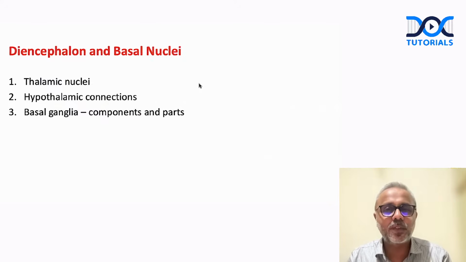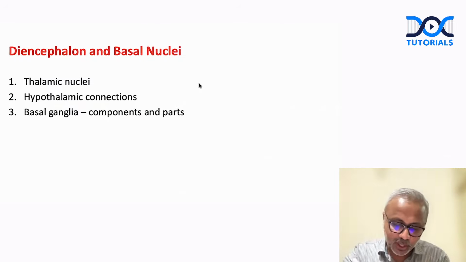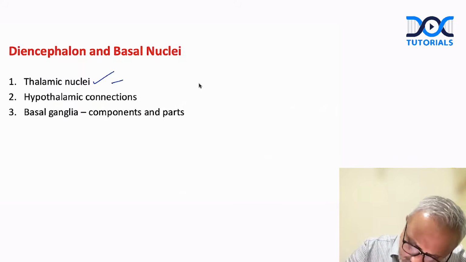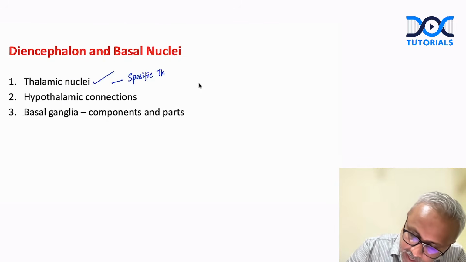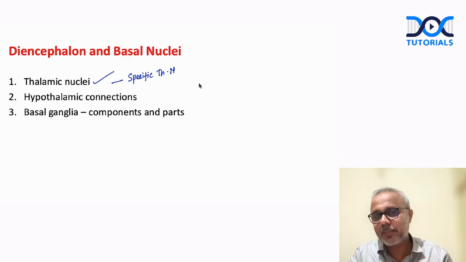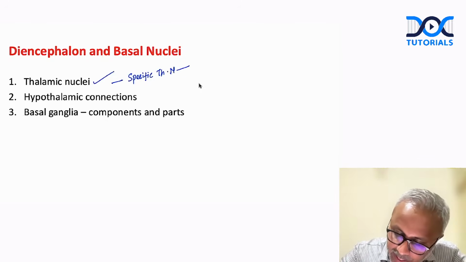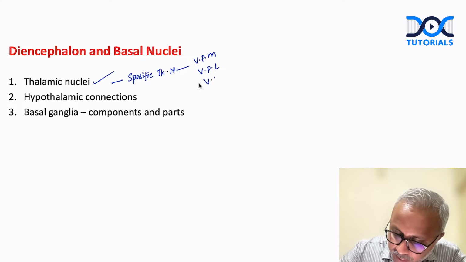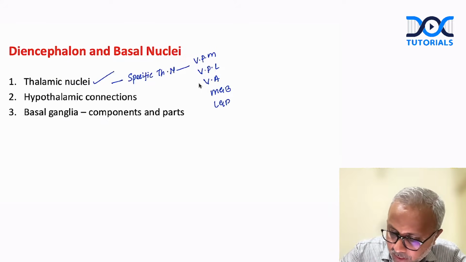I know that most of you will skip this, but for your physiology also, this will be important, right? In the topic of diencephalon, at least know about thalamic nuclei and focus only on the specific thalamic nuclei, okay? So what are the specific thalamic nuclei you would look for? Please try to learn about the ventral posteromedial, ventral posterolateral, ventral anterior, medial geniculate body, lateral geniculate body.